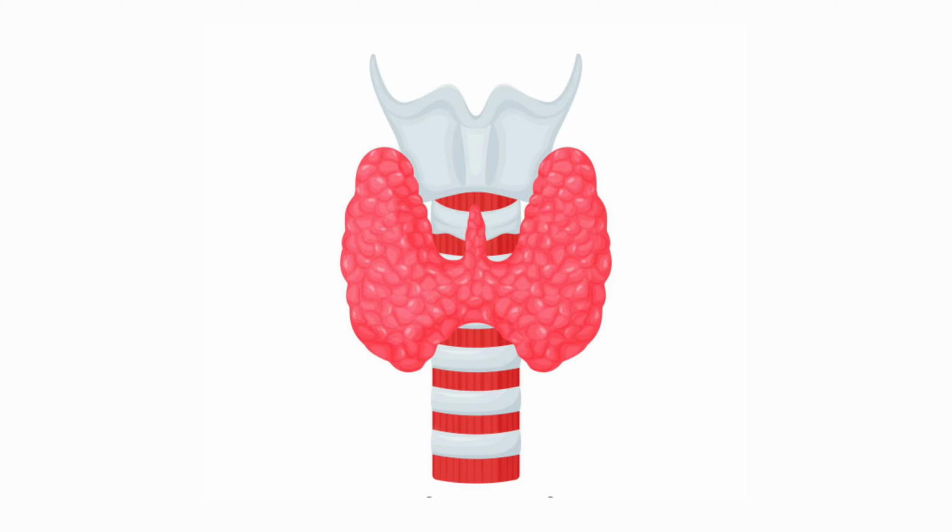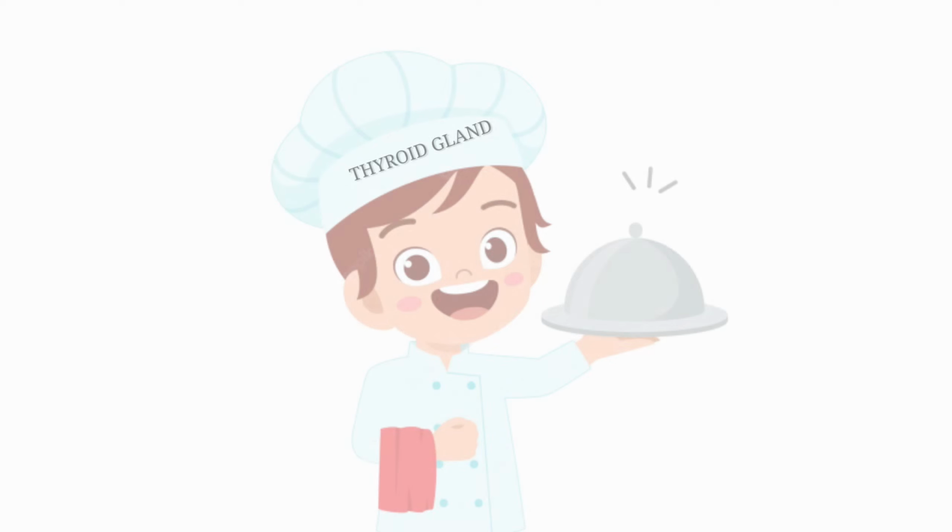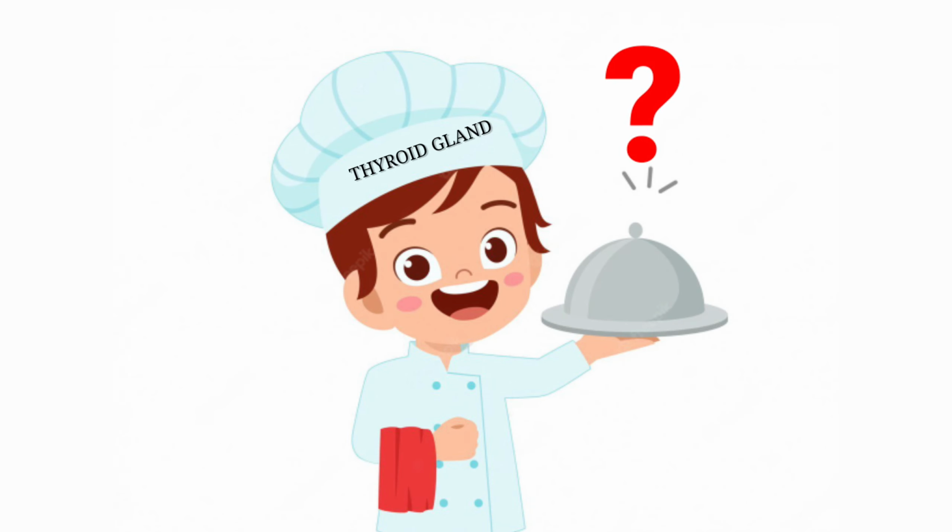It is an endocrine gland which produces two important hormones, T3, also known as triiodothyronine, and T4, which is also called thyroxine. Now let's see what these hormones are and what their role in our body is. First, we will learn how these hormones are produced, and what signals stimulate the increase and decrease in their production.